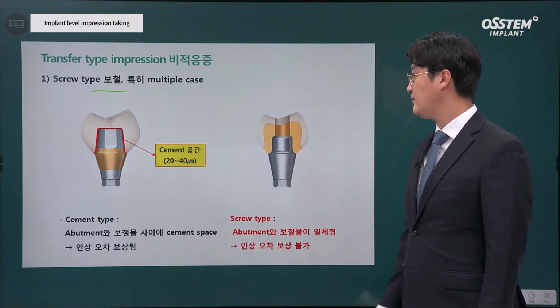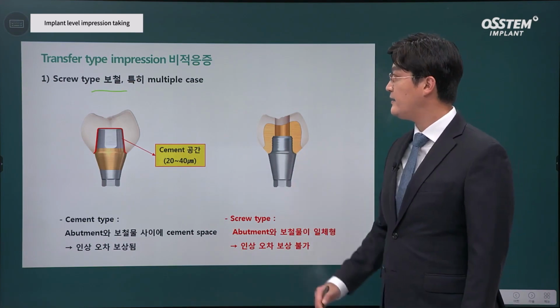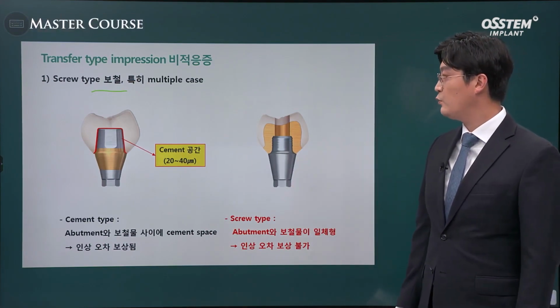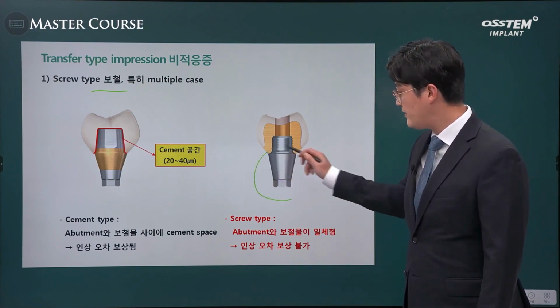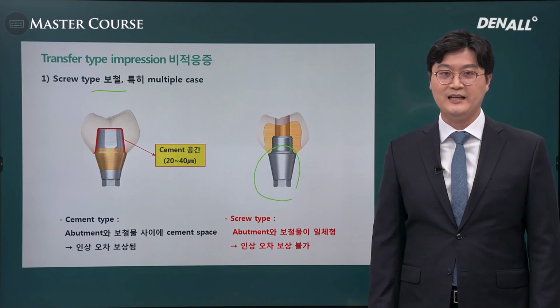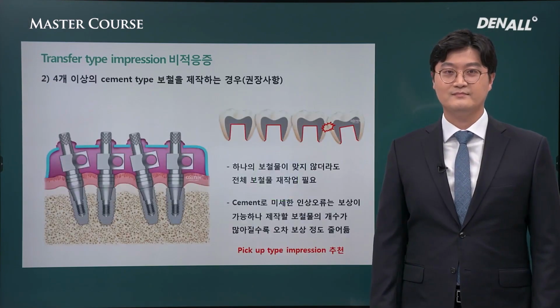Prosthesis requires accurate impression taking. If the transfer type is used, impression taking can have more errors. For the screw type, the pickup type is recommended over the transfer type.